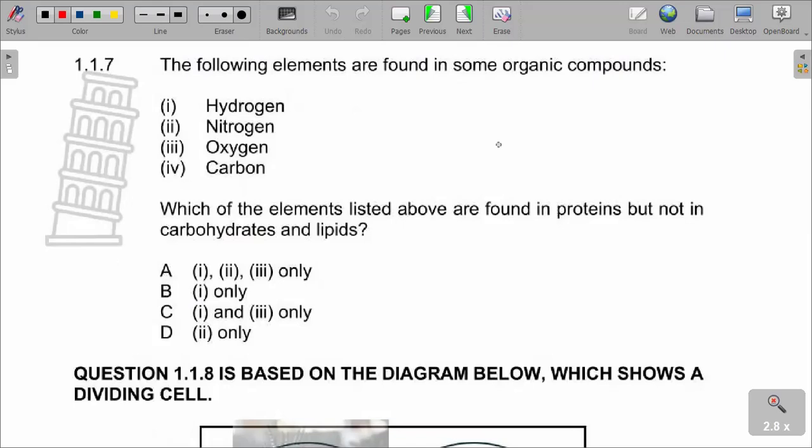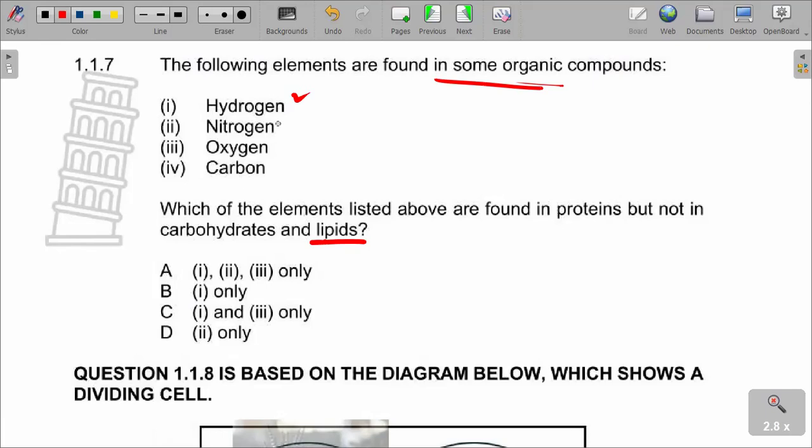The following elements are found in some compounds. We have hydrogen, nitrogen, oxygen, and carbon. Which of the elements listed above are found in proteins but not in carbohydrates and lipids? It is supposed to be in proteins, but it must not form part of the lipids and carbohydrates.